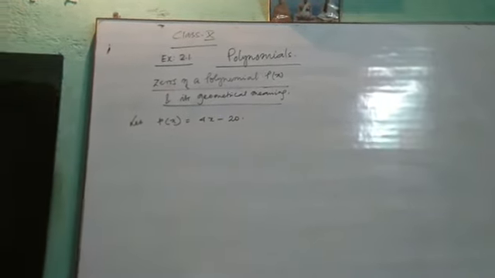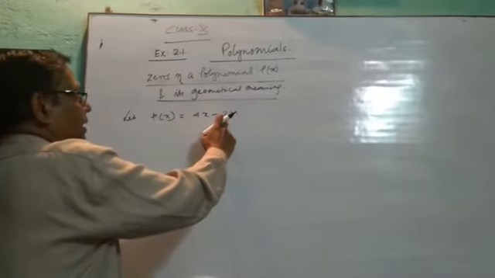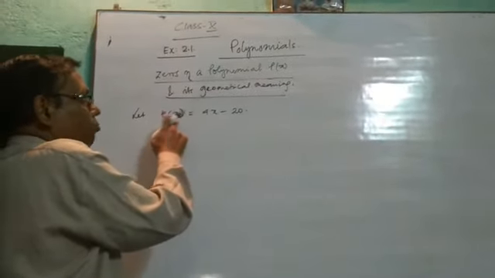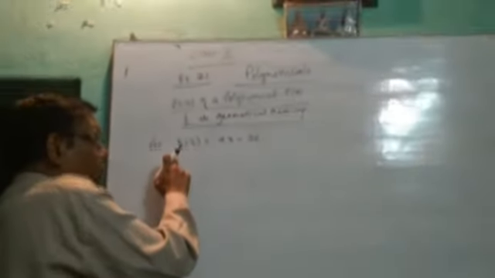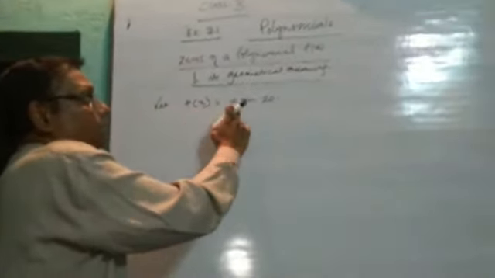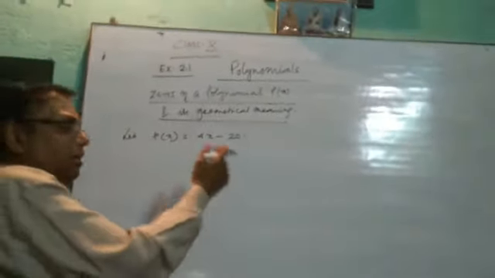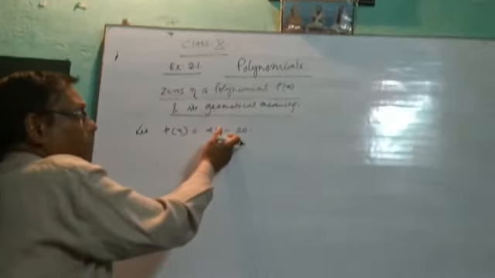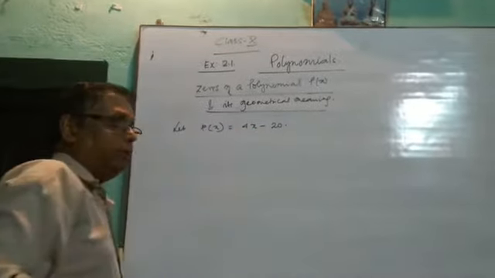P(x) is a polynomial which is equal to 4x minus 20. P(x) means polynomial in x. Don't confuse it as P into x. It is a polynomial in x and it is 4x minus 20. Clearly, it is a first degree polynomial. So, it is a linear polynomial.